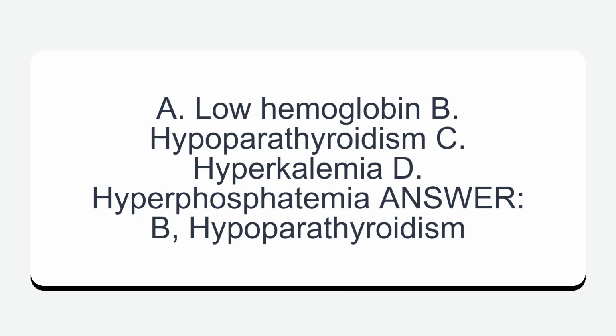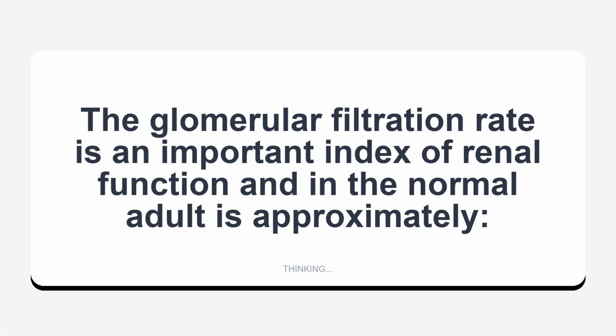All of the following conditions are associated with chronic kidney failure except: A. Low hemoglobin. B. Hypoparathyroidism. C. Hyperkalemia. D. Hyperphosphatemia. Answer: B. Hypoparathyroidism.